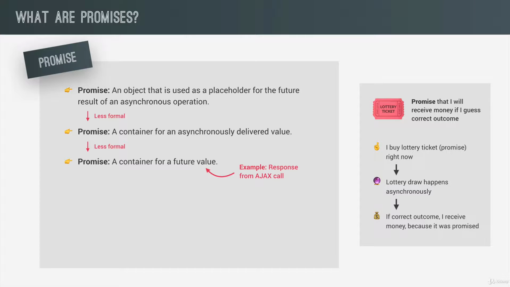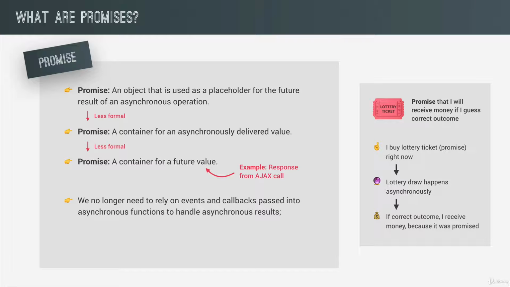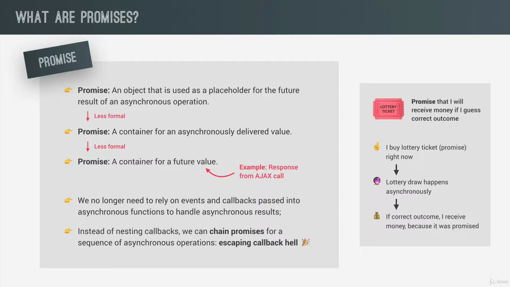First, by using promises, we no longer need to rely on events and callback functions to handle asynchronous results. Events and callback functions can sometimes cause unpredictable results, and so this is a big win already. But even better, with promises, we can chain promises for a sequence of asynchronous operations instead of nesting like we did in the last video. And with this, we can finally escape callback hell, which was our initial goal all along.